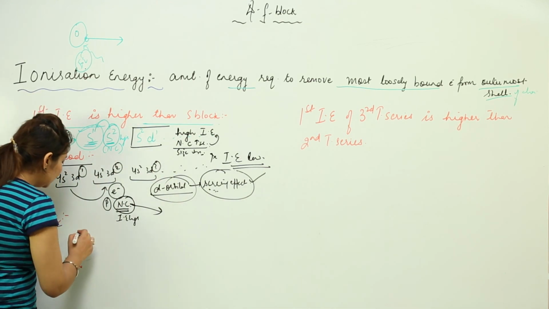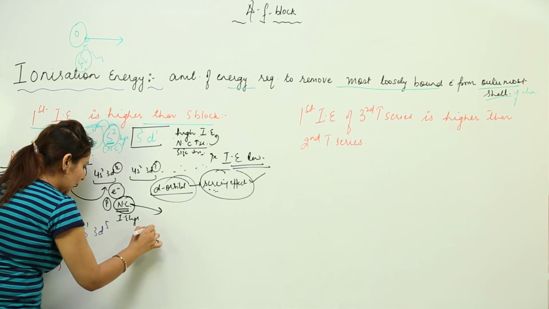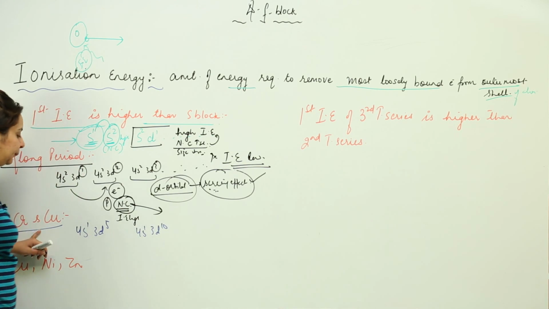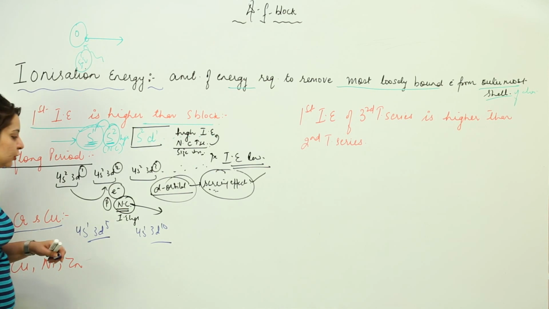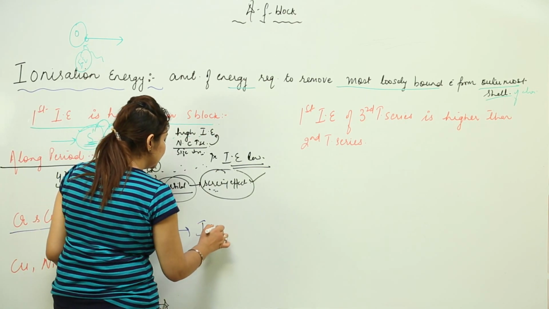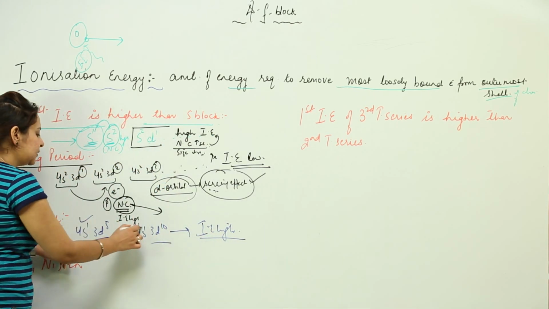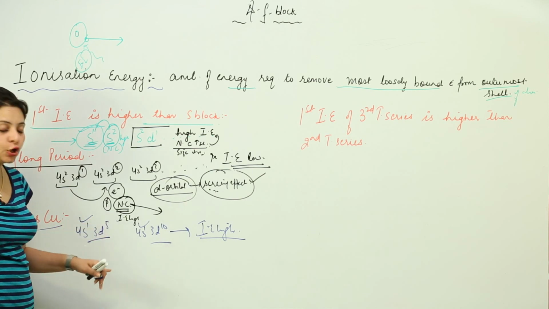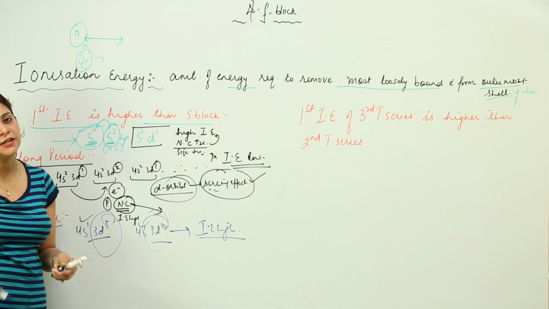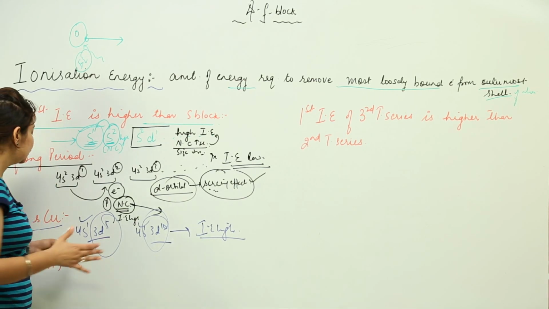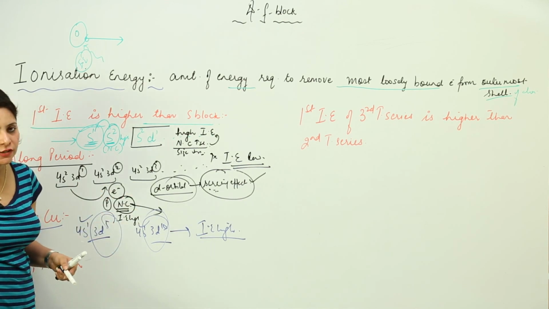In chromium we know that the configuration is 4s1 3d5, and in copper it is 4s1 3d10. Right. Because they are half filled, and we know that half filled and fully filled orbitals are more stable, due to this the ionization energy is very high. We can actually remove one electron from this shell, but when we remove this electron it gets extra stability, and after that the ionization energy becomes very high. So due to the extra stability of half filled and fully filled orbitals, they have high ionization energy.